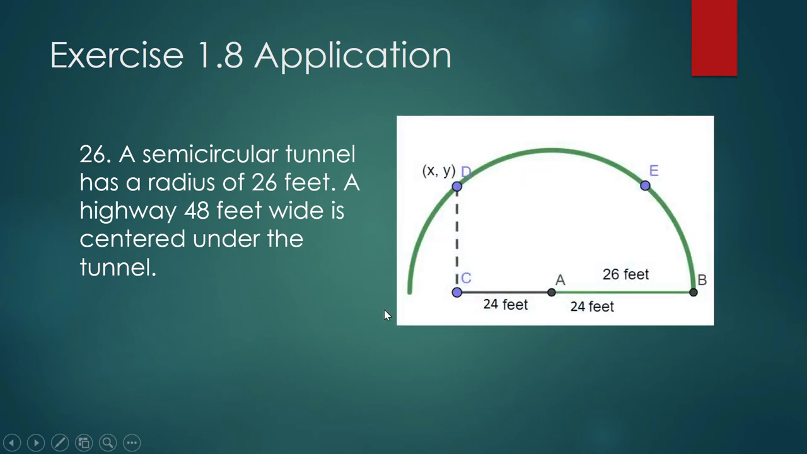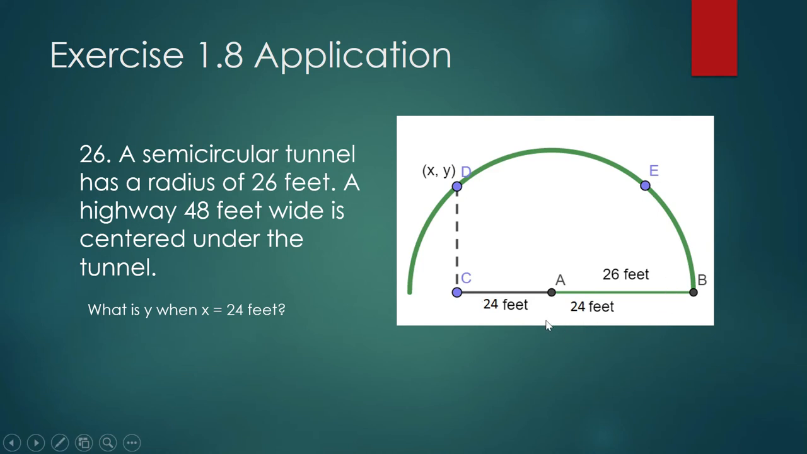Okay, so we have a semicircular tunnel. So this is your semicircular tunnel. It has a radius of 26 feet. So that means from the center of your highway to the edge, right there is 26 feet. There is a highway under the tunnel, and the highway is 48 feet wide. So this is the question: what is the height of the tunnel at the edge of the highway?